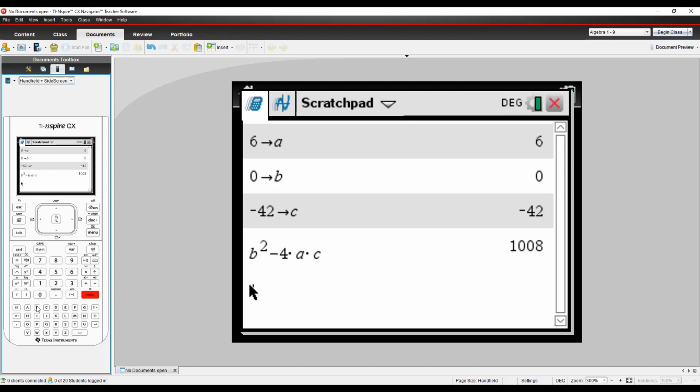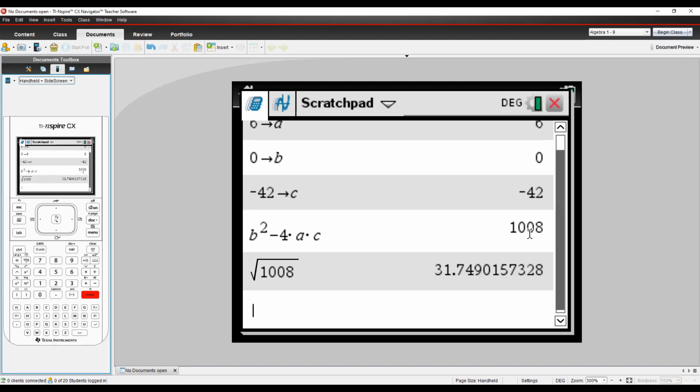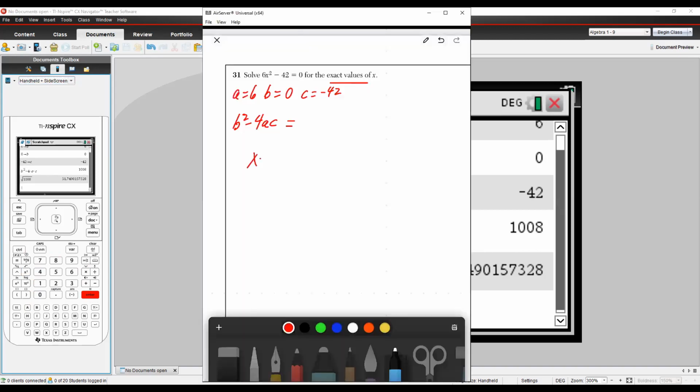Is that a perfect square? Well, if you're not sure, just take the square root of it and see if you get a bunch of decimals. And we do. So this is not a perfect square, so we're just going to leave this number. So if I go back to my answer sheet, I'm going to say x equals 0 plus or minus, and this is going to be 1008 over 2 times 6, which is 12. So our final answer is just going to be plus or minus the square root of 1008 over 12. Leave it just like this. Don't change anything.